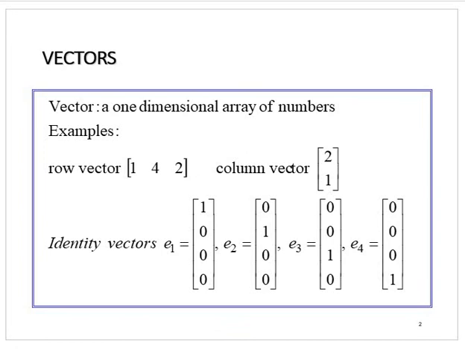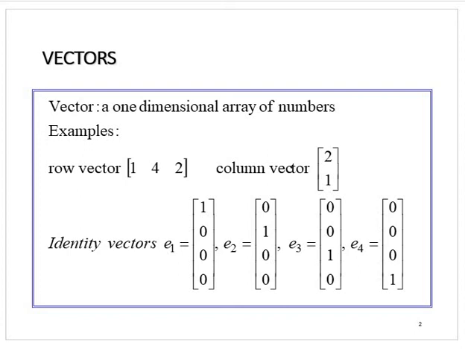A vector is a variable with both magnitude and direction. Remember that from your physics course. So we have got vectors with one dimension, or a one-dimensional array of numbers. For example, we have got row vectors. So this is a row vector, and then column vectors. So these are column vectors.